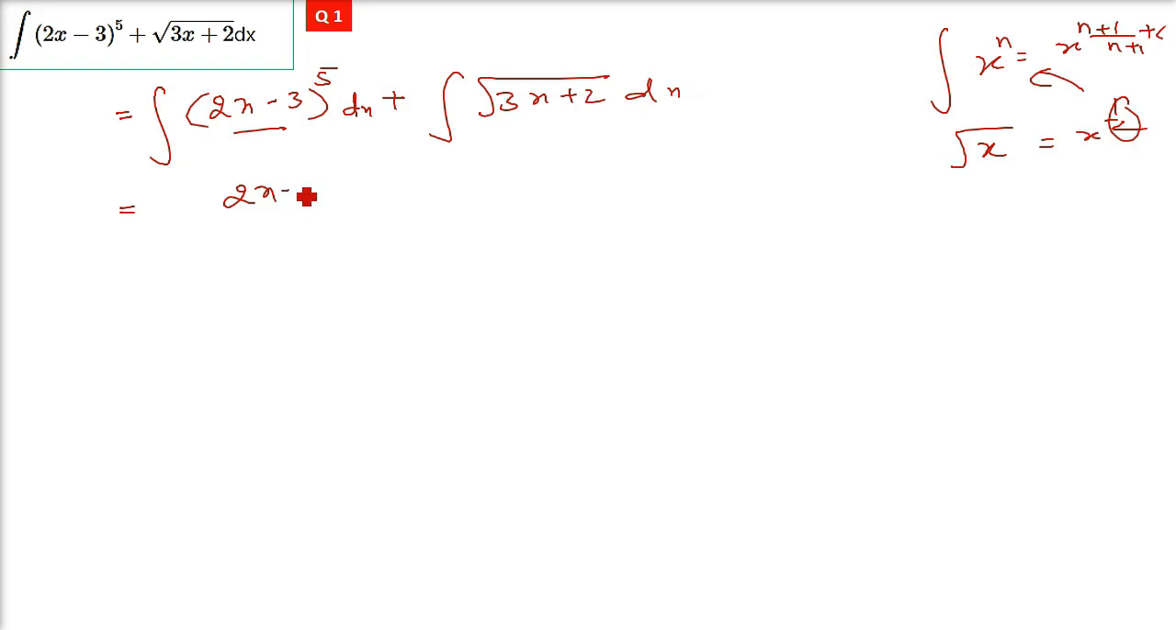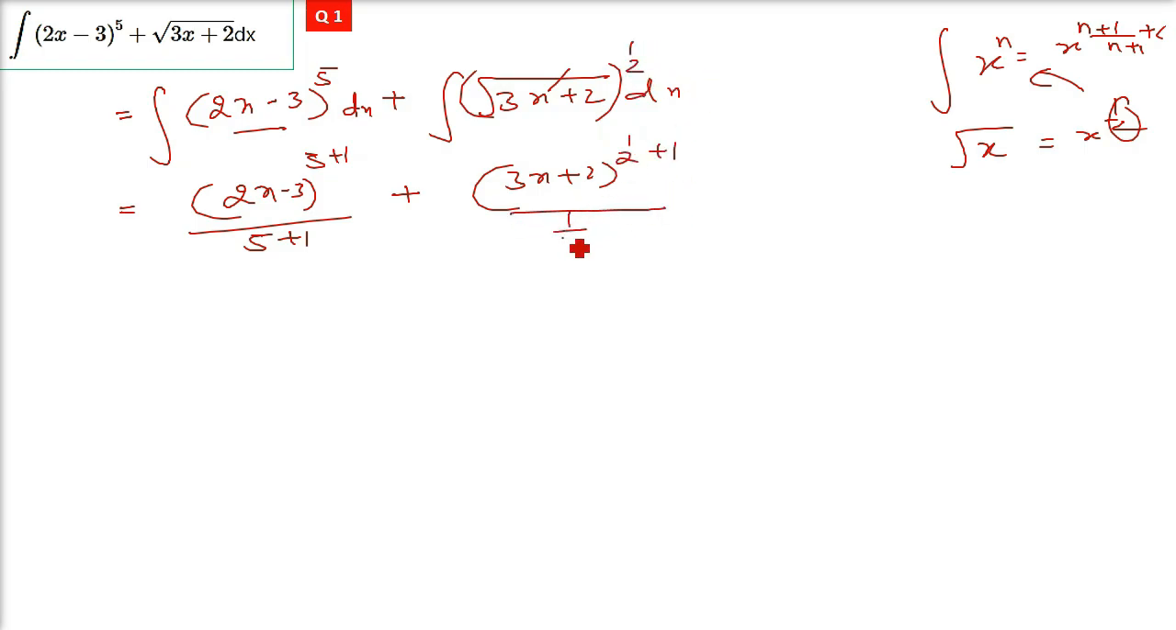So we have (2x minus 3) raised to the power 5 plus 1 divided by 5 plus 1. I am using the same formula. This (3x plus 2) under root is actually (3x plus 2) to the power half, so make it as half like this. And then we have the constant of integration because we have already integrated it. So whenever we do this, we are talking about x. But here we are dealing with 2x minus 3 and 3x plus 2.